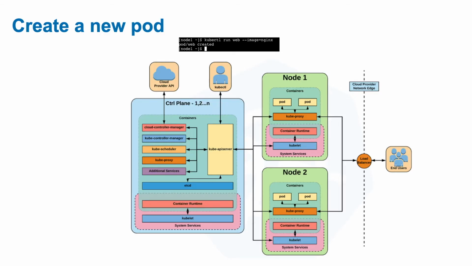When you type in the command, kubectl makes an API request to Kube API Server. Kube API Server authenticates that request and authorizes the request. It looks at etcd to see if the pod already exists. If not, it creates a pod in etcd.